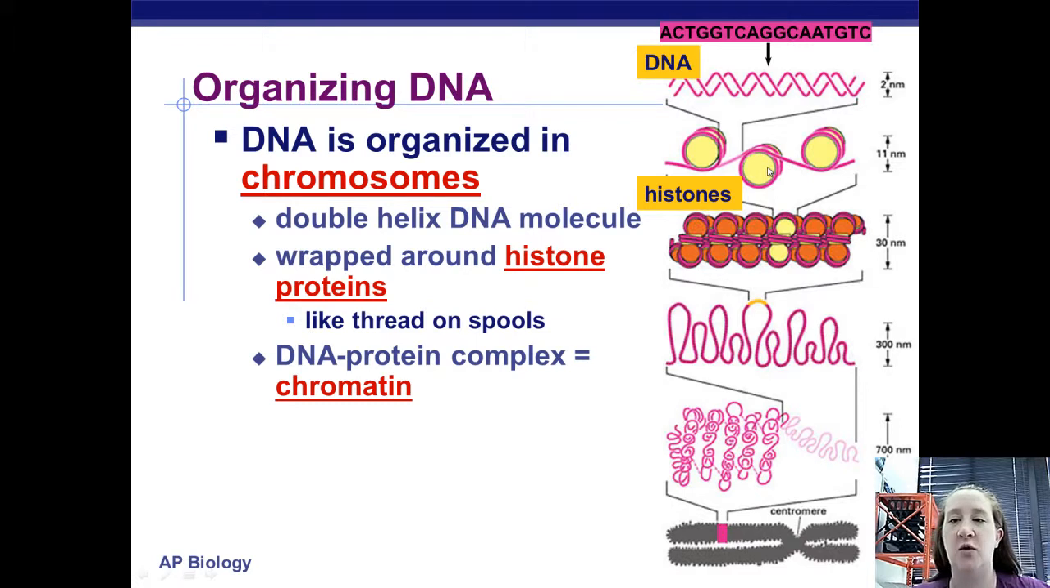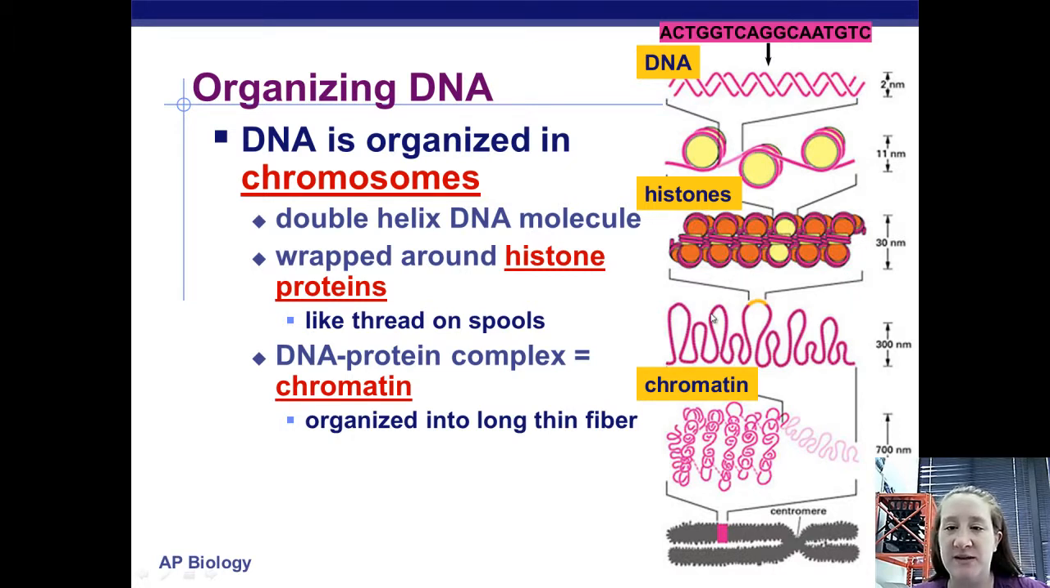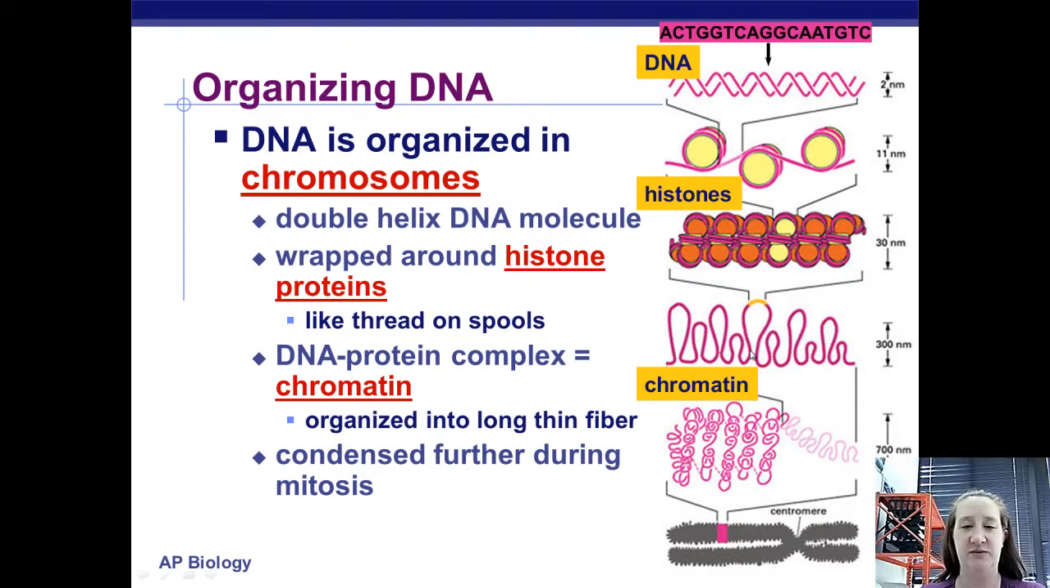Then those histones are going to get so wound up that they start winding and joining together into big complexes, and this right here we call chromatin. If you zoom out from this, it would look like a really thick fiber, kind of like going from a single thread to a thicker shoelace. It's the principle of going from an individual strand of DNA to the thick chromatin.